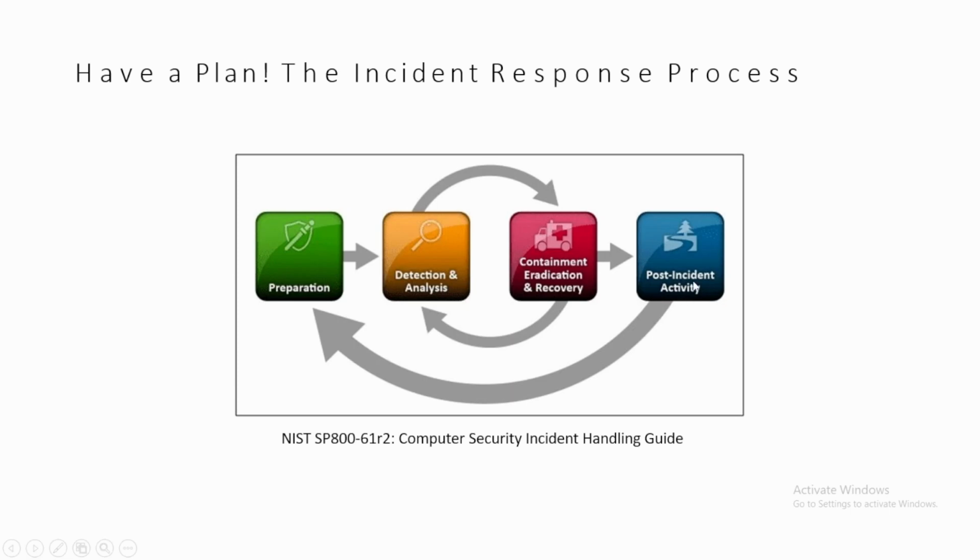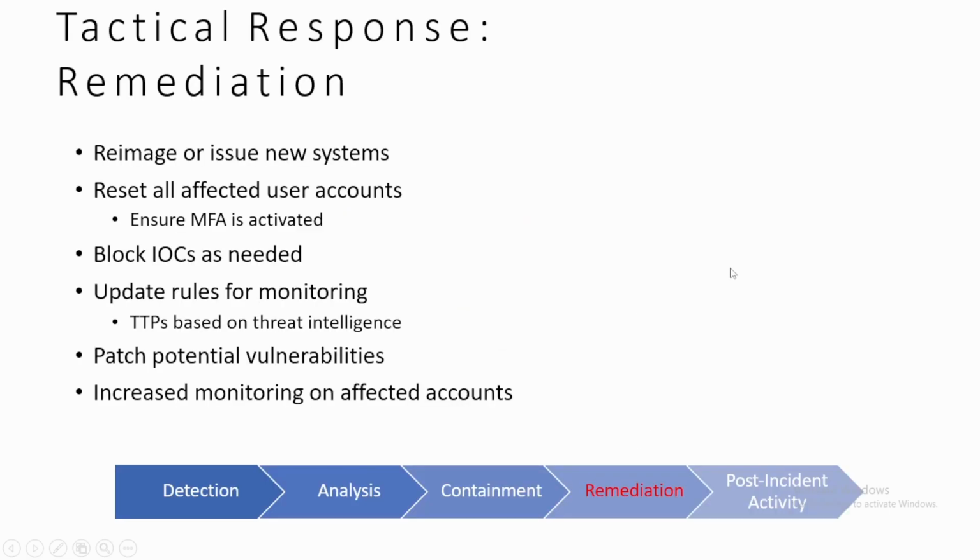And after, we move to the post-incident activity, so the remediation that we can do. I almost forgot this part. The remediation, as remediation actions, we have to reimage or issue new systems. We have to reset all affected user accounts and ensure that MFA is activated. Block the IOCs as needed and update the rules for monitoring.